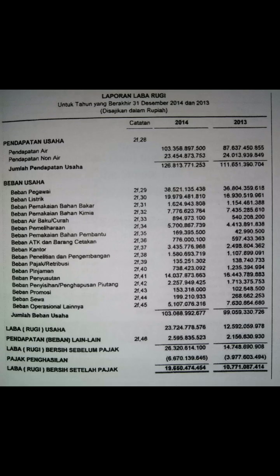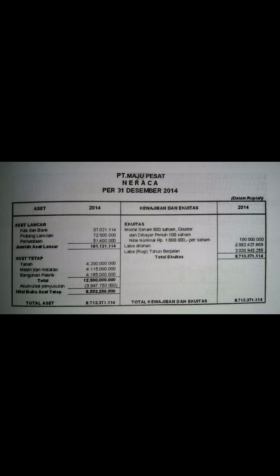in Edmodo. Translate the components in this figure into English. First, income statement. Second, balance sheet. Third, statement of cash flow.